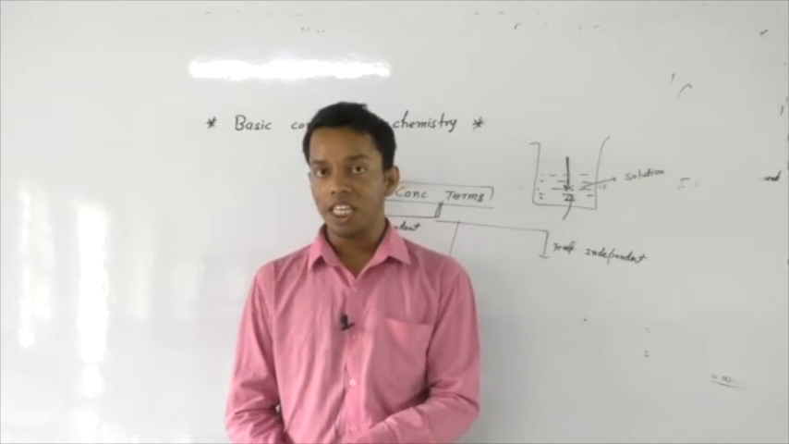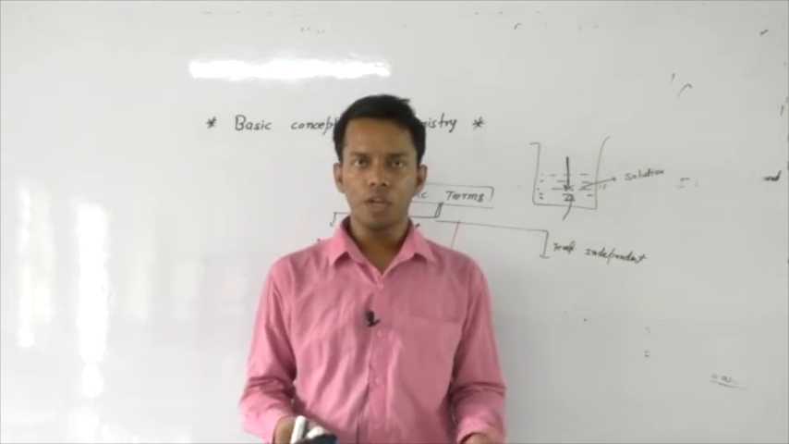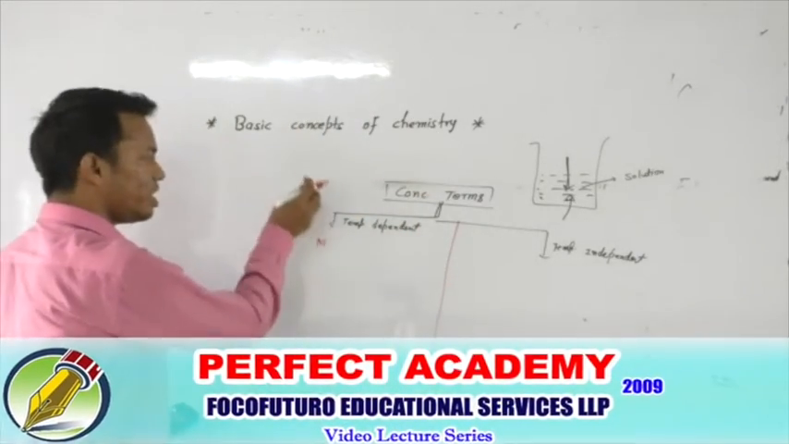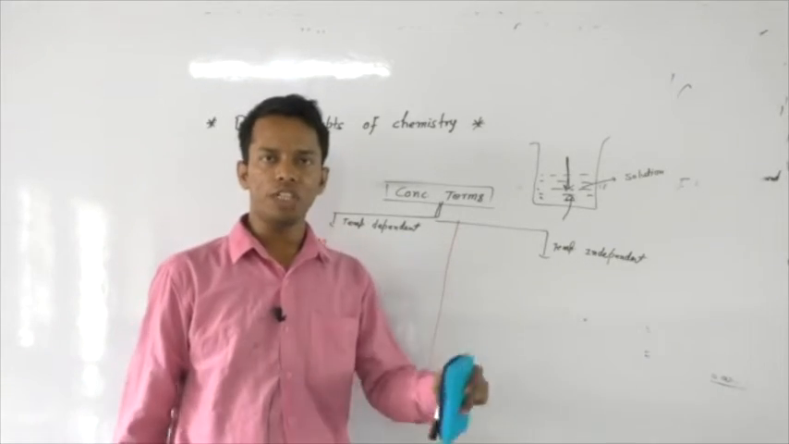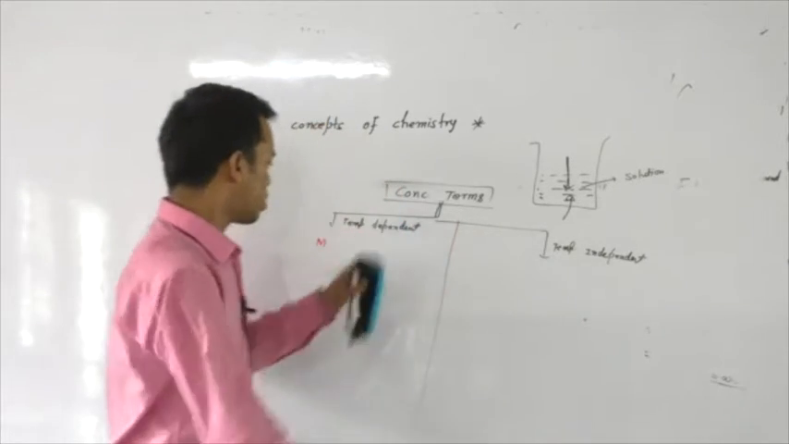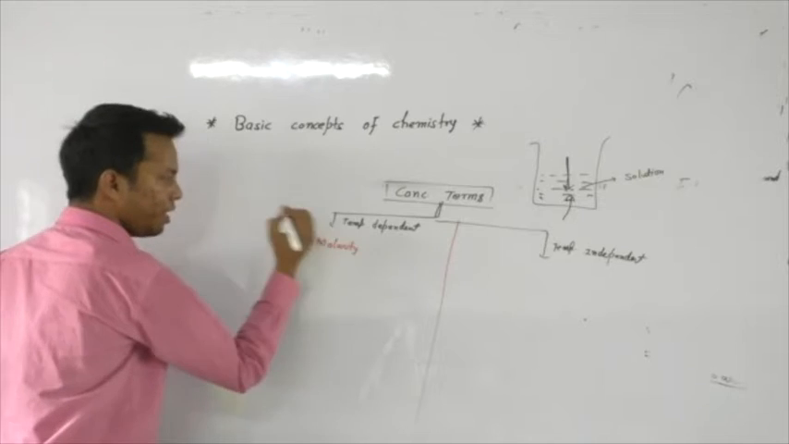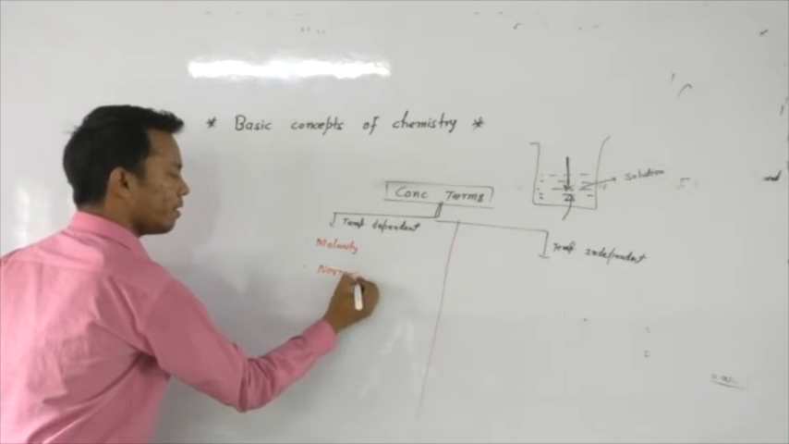Because volume term is there. If you increase temperature, volume will also increase, no? That means volume depends on temperature. So whenever there is a volume term in any formula, that is temperature dependent. See, there are lots of questions based on this, okay? So temperature dependent, first is molarity, correct? Second is normality.